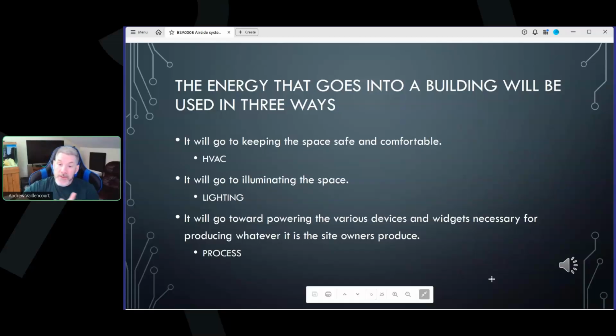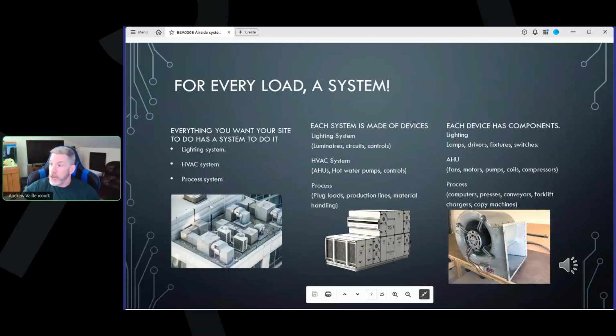All the energy that goes to the building is going to be used 3 ways: keeping the space safe and comfortable, and that is most of what we're going to talk about today. It will go into illuminating, that's lighting, don't worry about that, and it will go towards powering the various devices and widgets necessary to producing whatever it is we produce. That's process. Not going to talk about that today, although sometimes airside does play a role in process.